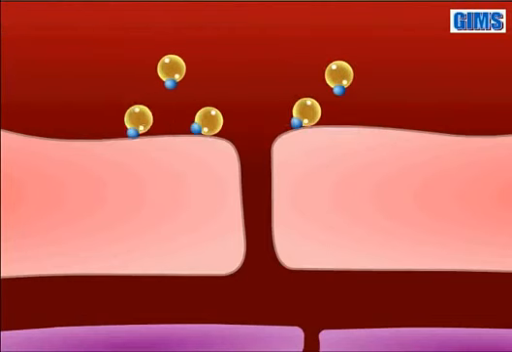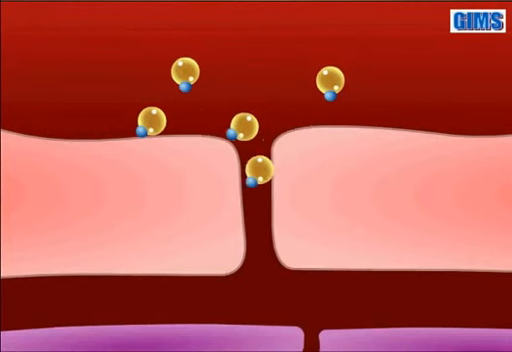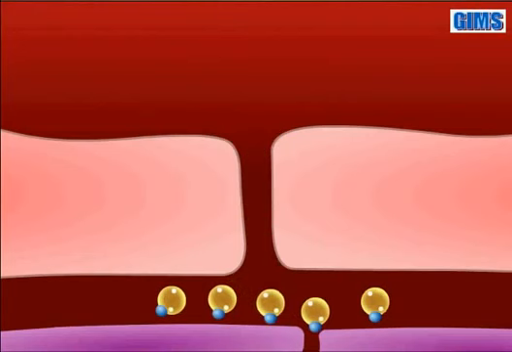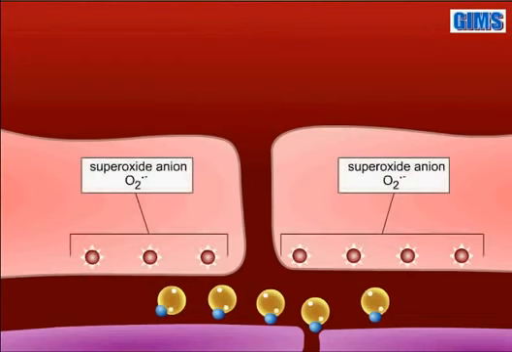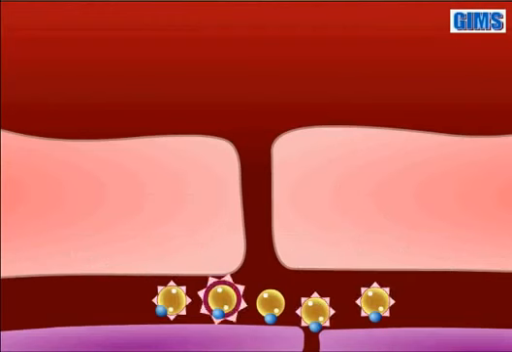Plasma LDL concentrations may exceed the regulated endocytic capacity of the cells. LDL crosses the endothelial barrier and is then trapped in the subendothelial space, where it is susceptible to oxidative stress. Oxygen free radicals, including superoxide anion, are released from the endothelial cells and macrophages.